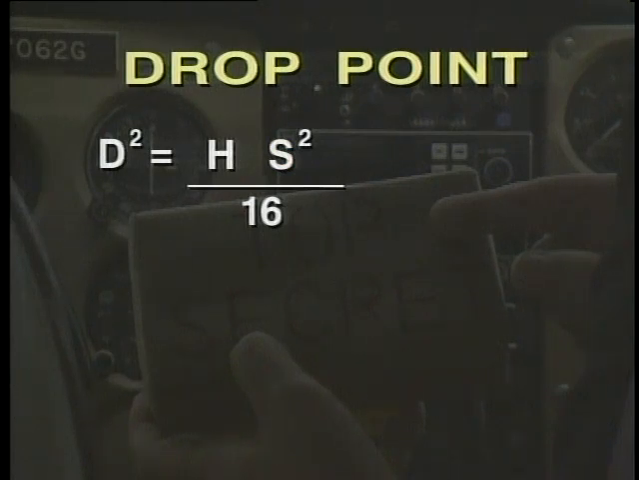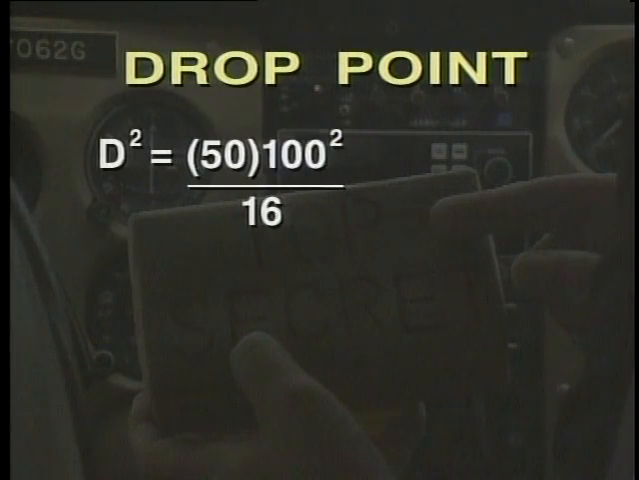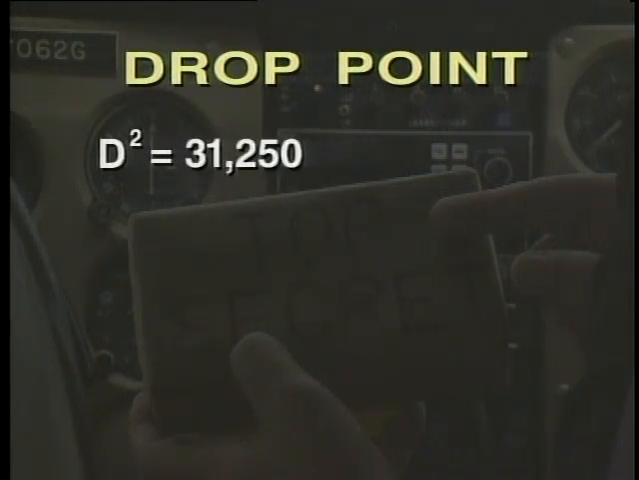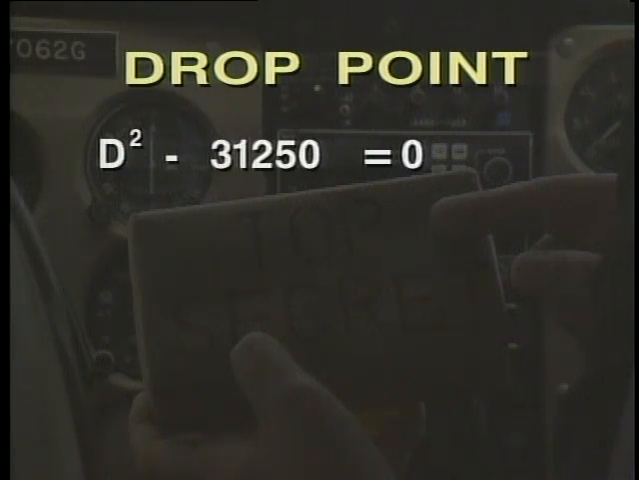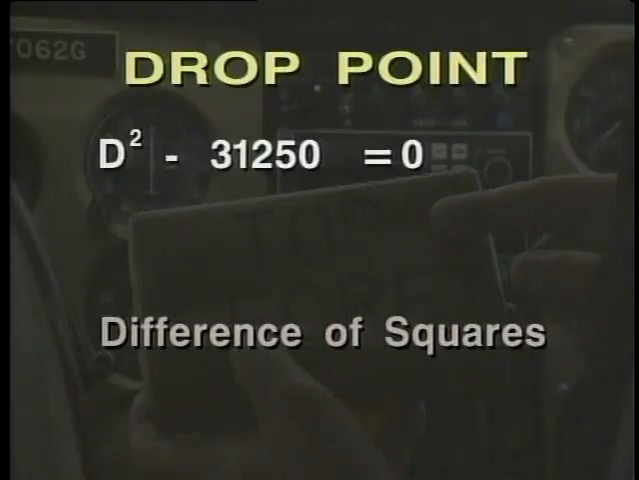Well, we were going to drop it from a height of 50 feet and at a speed of 70 miles per hour, which is about 100 feet per second. I got d squared equals 31,250. I recognized it right away. A quadratic equation. I subtracted 31,250 from both sides to put it into standard form. And I looked closely and I said, this is actually the difference of squares.